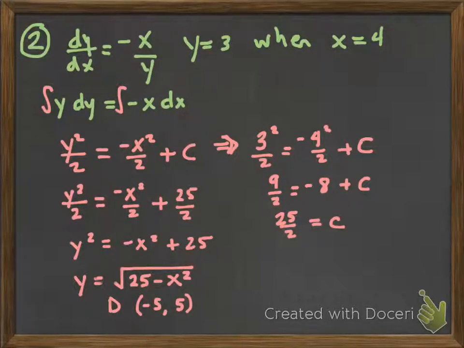All right, let's do number 10. And we have dy/dx, for those of you whose book is not open, equals 4 square root of y ln of x over x.